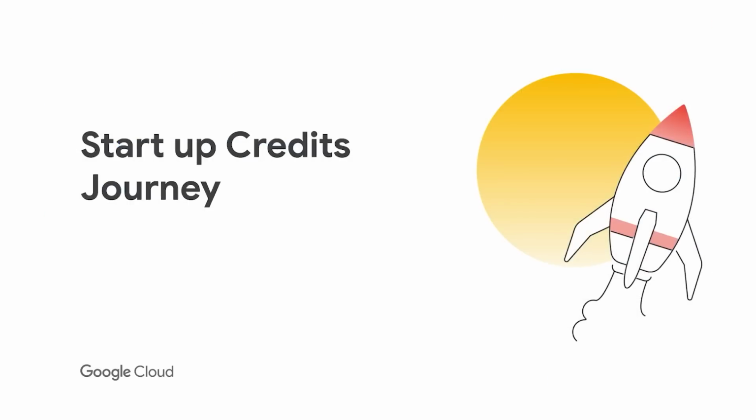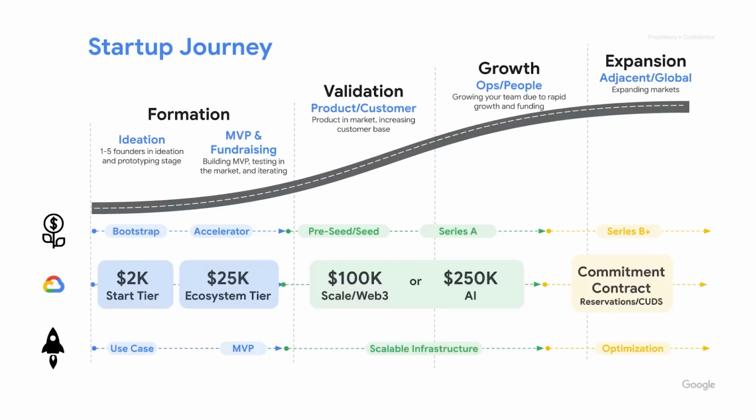Lastly, I wanted to chat about startup credits. With these credits, we allow startups to grow within GCP. So here's a quick run through of the journey of different startups within GCP. We have the formation, which is if you have maybe a couple of founders, you're prototyping your tool or your application or your product itself. We can give you $2,000 to start here. That will be to just getting to GCP and start using that money to actually run your application, run your VMs. Then we have the ecosystem tier, which is 25K. You're building an MVP, you're fundraising, and you're testing in the market, and you're iterating with that project.